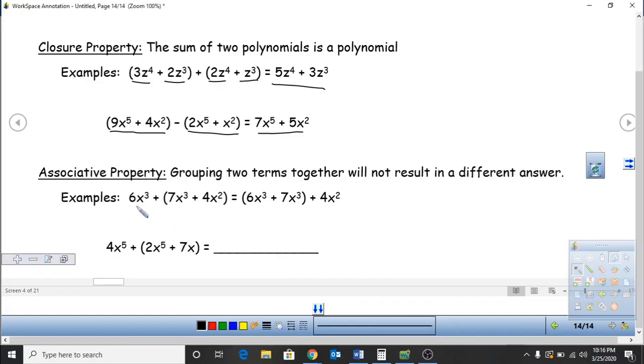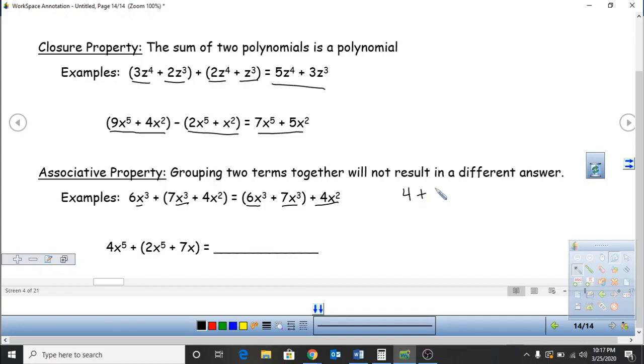So what I'm going to do is, if I look at this, the associative property allows me to do something. I notice this x cubed, and this 7 also happens to have an x cubed. So what the associative property lets me do is, instead of adding these 2 terms first, because they're in parentheses, it actually allows me to add the x cubes first, and then add the 4x squared at the end. And I promise you, it will not result in a different answer. You'll actually get the same answer back.